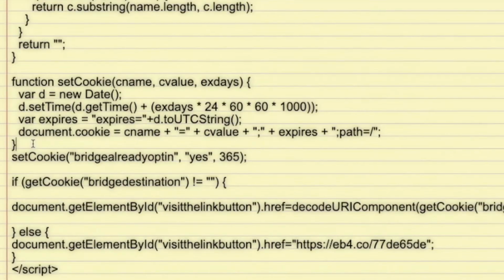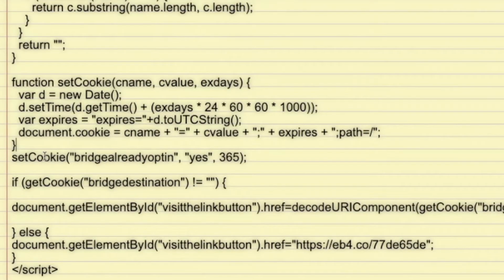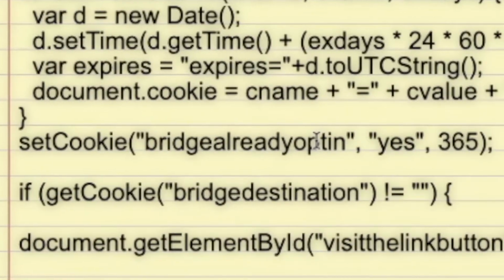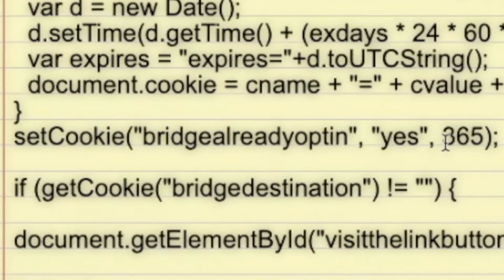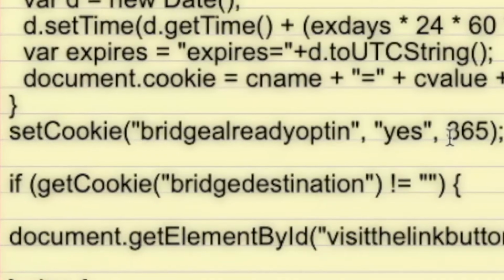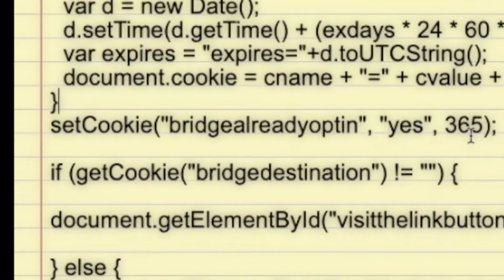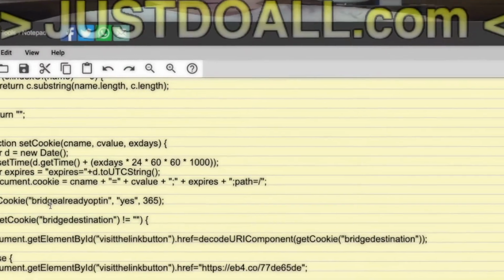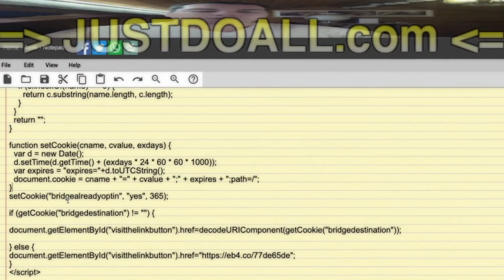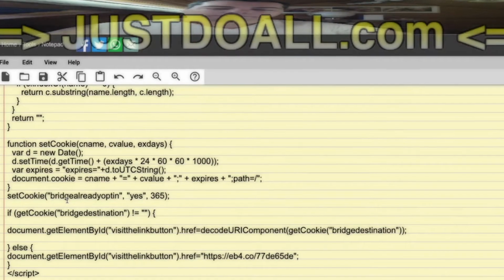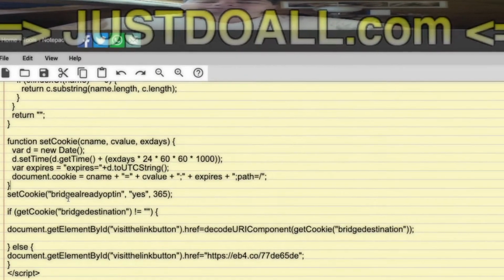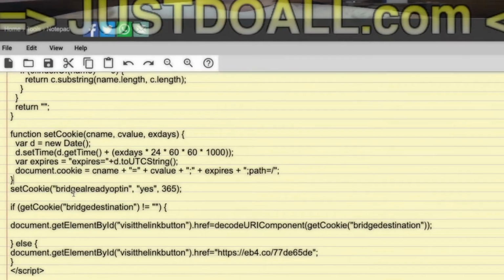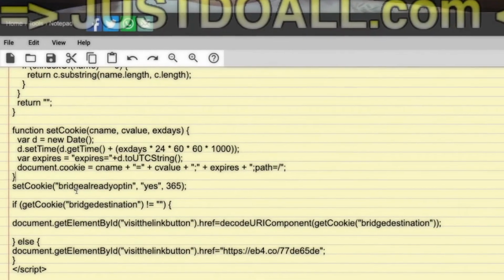So what it does first, when it comes to the page, is to set the cookie bridge already opt-in with the value of yes, and for 365 days, so a whole year. So we set this cookie. Every time we go to this page, it is reset. On the Magic Funnels page, if there is this cookie, it means that the visitor has already visited the thank you page, and so it will be redirected to the thank you page immediately.